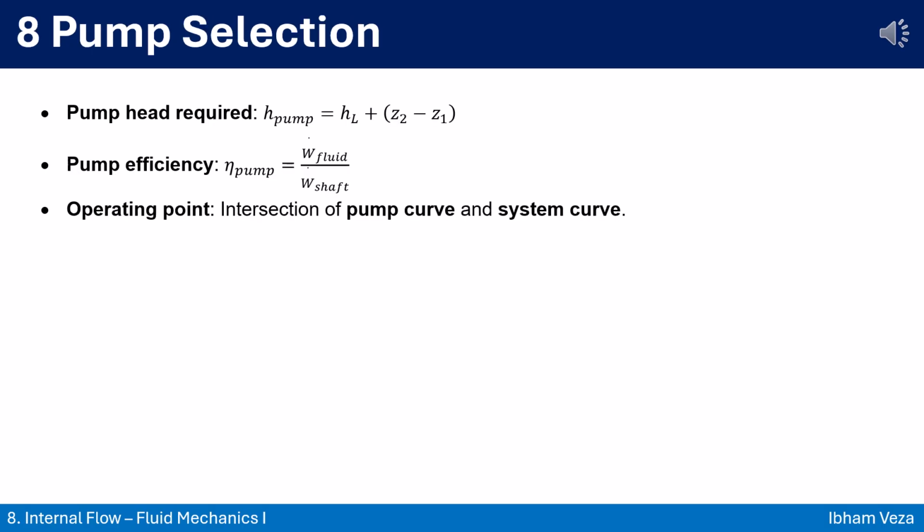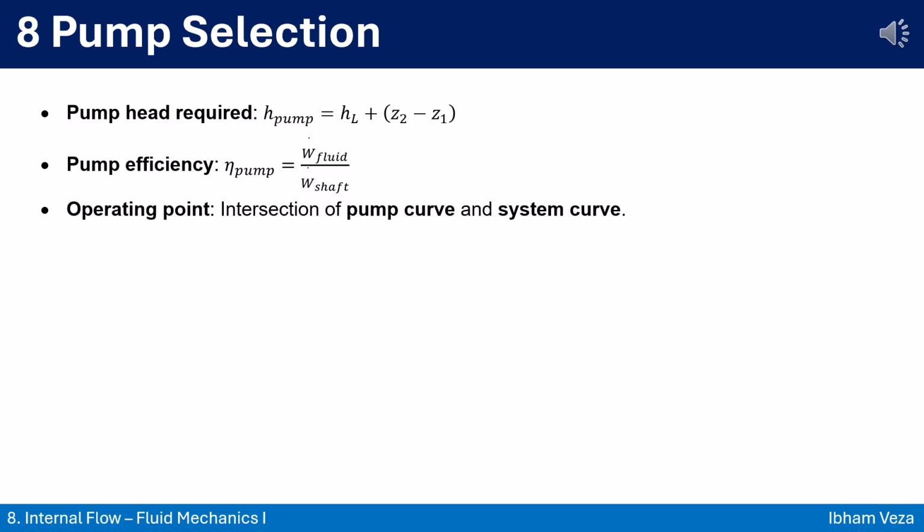8. Pump selection. Selecting the right pump isn't just about choosing a powerful machine. It's about matching the pump's performance to the system's actual needs. To do that, we start by calculating the total head the pump must overcome. That includes both the head loss from friction and fittings and the elevation difference between the source and destination. Mathematically, we express this as H pump equals HL plus Z2 minus Z1.